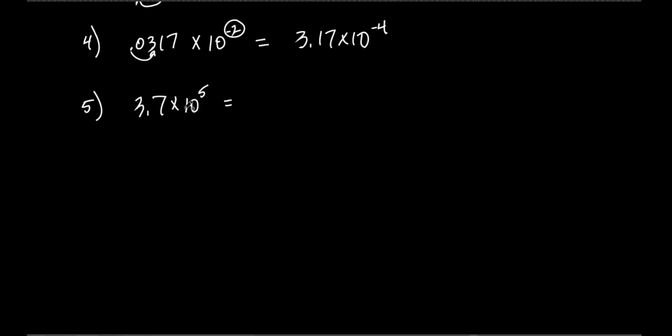3.7 times 10 to the 5th. This means we're going to move the decimal place 5 place values. That doesn't mean we put 5 zeros on there, does it? It means we move it 5 places to the what? It's times 10 to the positive 5th, so we move it to the right. Question?